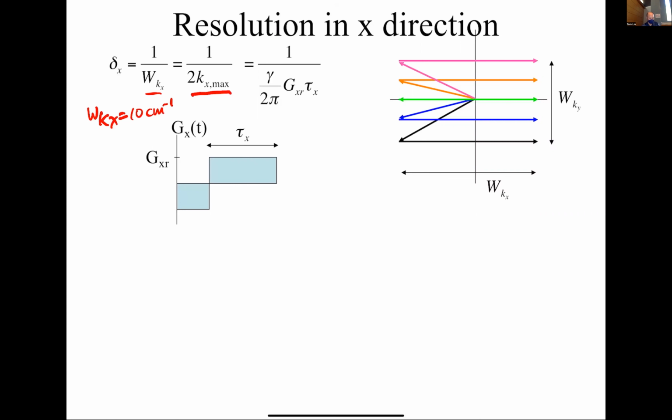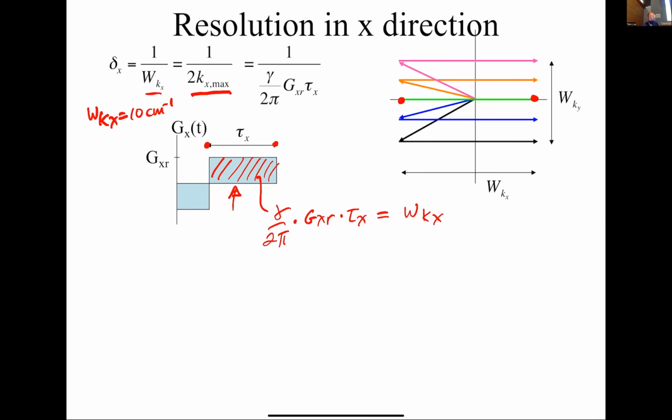Okay, so remember this readout gradient here from this point to this point is traversing all the way from here to here, right? It's going over the whole delta kx. So the area that's covered by this, that's my wkx. So this area is just gamma over 2 pi times GXR times tau sub x, okay? And that should equal wkx, right? Because that's the area that this gradient traverses.